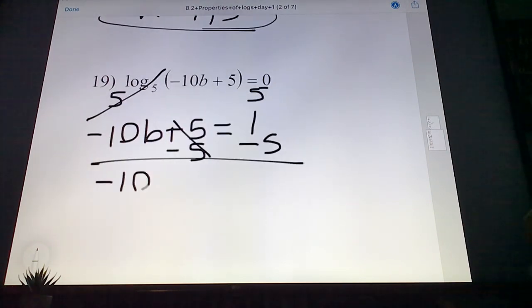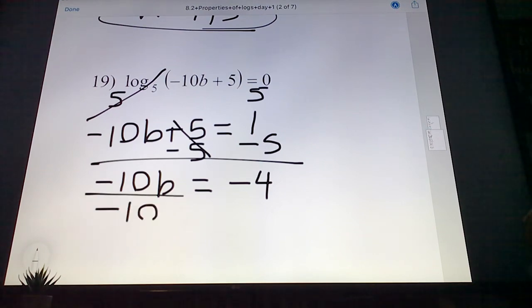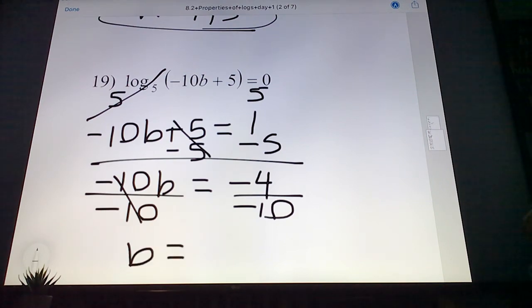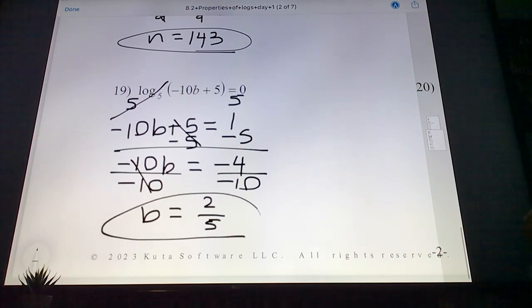So you got negative 10b equals negative 4. Okay, and then you're going to divide by negative 10. So you're going to get the reduced fraction, when you type that in, is going to be 2/5, okay, which is 0.4.